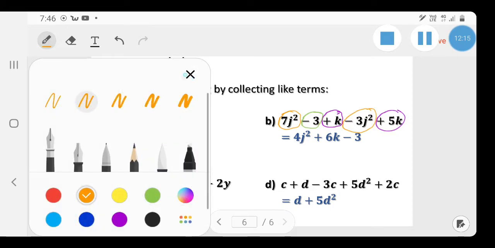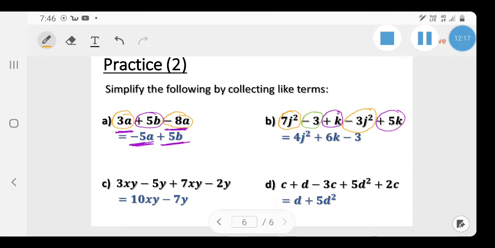All right, so let's collect like terms. 7j squared minus 3j squared. 7 minus 3 is 4, so I get 4j squared. Now I'm going to do the k's. 1k plus 5k is 6k, positive, so plus 6k. And the minus 3 just comes downstairs.